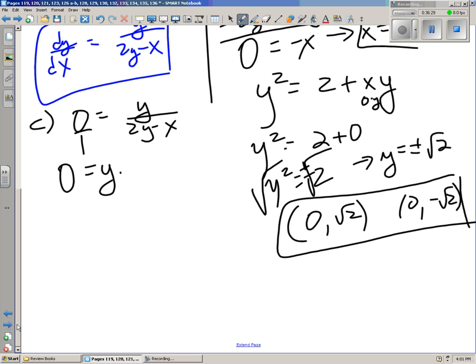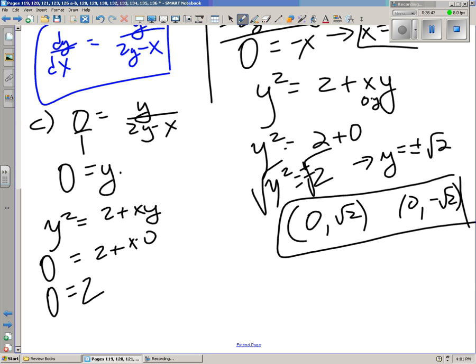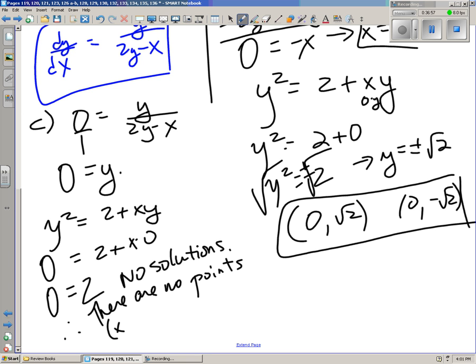Now going back to the original equation, y squared equals 2 plus xy. If y is 0, we get 0 squared, which is 0, equals 2 plus x times 0, which leads you to this equation, 0 equals 2. That equation has no solutions. So, conclusion, there are no points (x, y) such that the tangent line is horizontal.